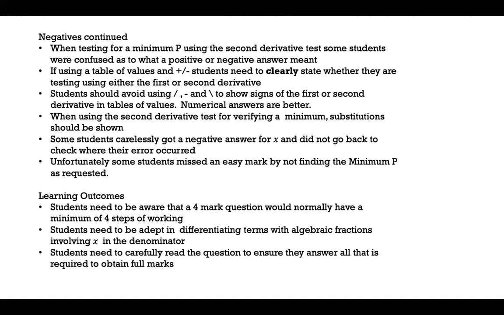Learning outcomes. Students need to be aware that a 4-mark question would normally have a minimum of 4 steps of working. We had some students here substituting in numerical values and just guessing what the answer was, and some of them fluked what the value of x would be. Students need to be adept in differentiating terms with algebraic fractions involving x in the denominator. And students need to carefully read the question to ensure that they answer all that is required to obtain full marks.